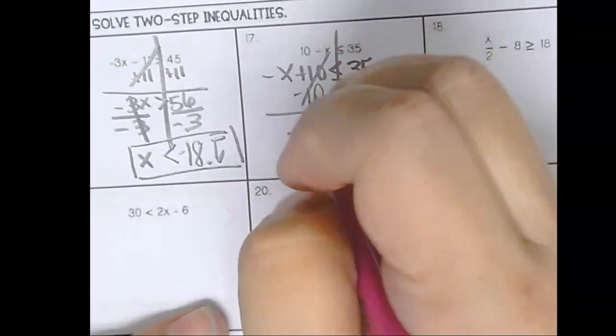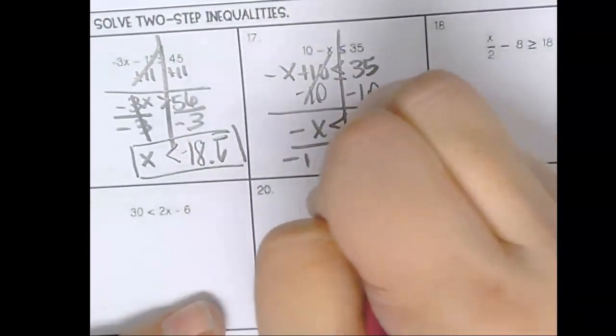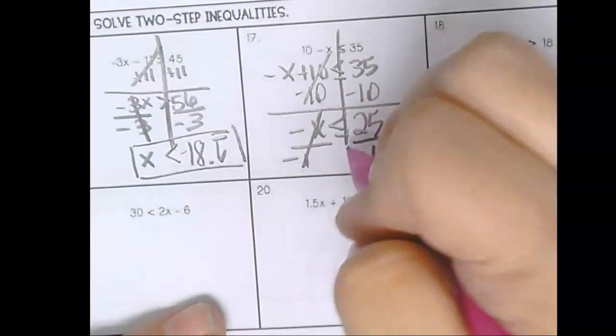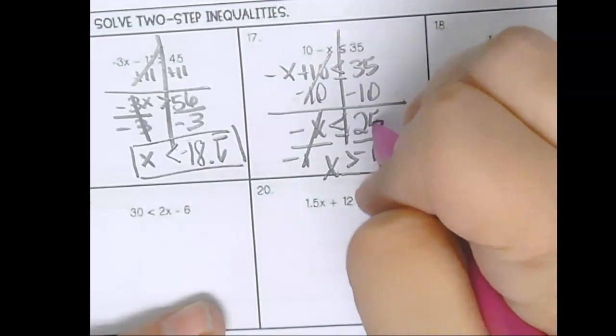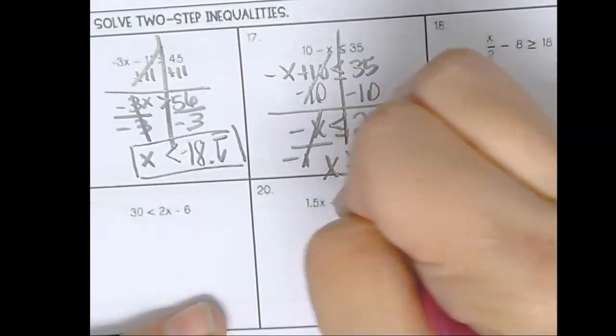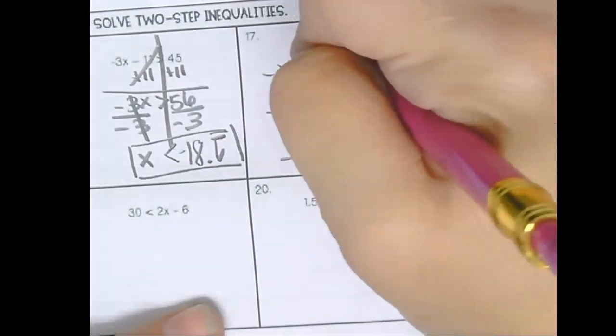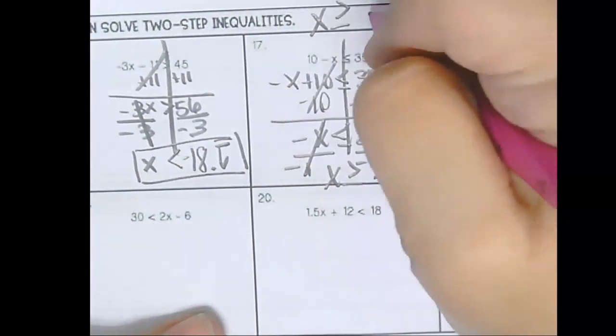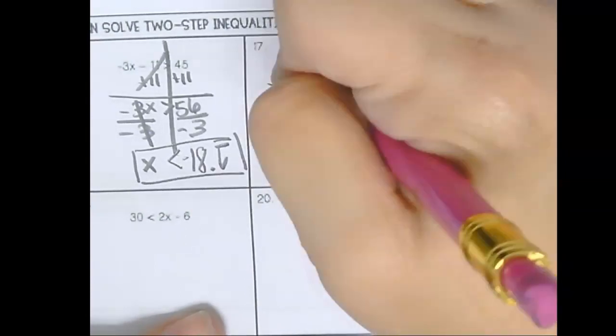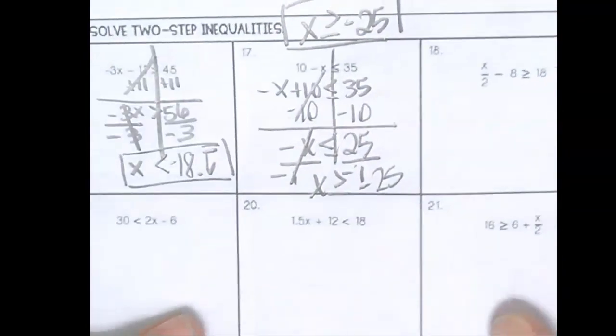I can't have a -x, so I'm going to divide both sides by -1. That's going to leave me x by itself. I have to flip that inequality symbol, and 25 divided by -1 is -25. So I'm going to write my answer up here. X is less than or equal to -25. And that will be my answer.